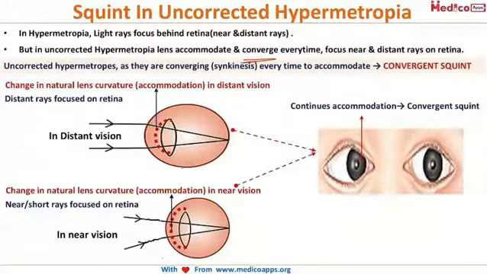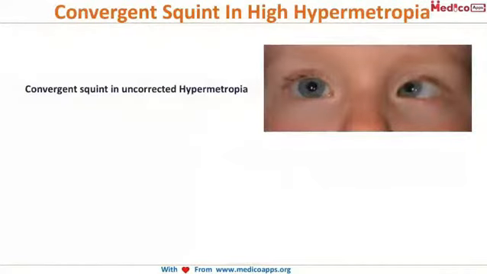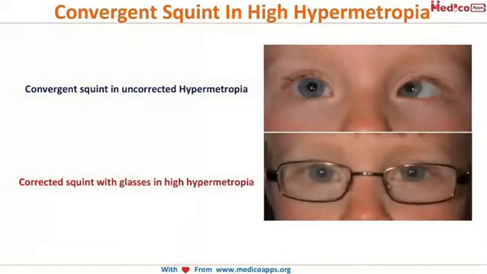Now, how will you treat this condition? Very simple, you just give the patient a pair of glasses, correcting his hypermetropic error, and see. The eye becomes absolutely straight and normal. The eso deviation is gone. That is the treatment of convergent squint in hypermetropia.